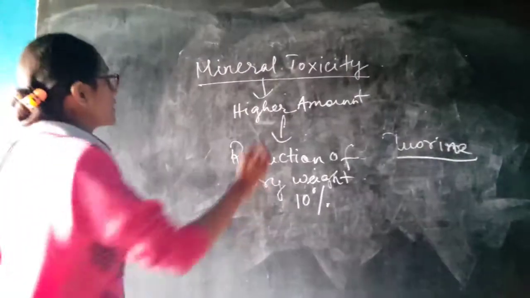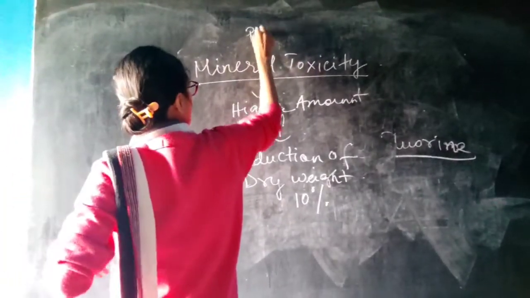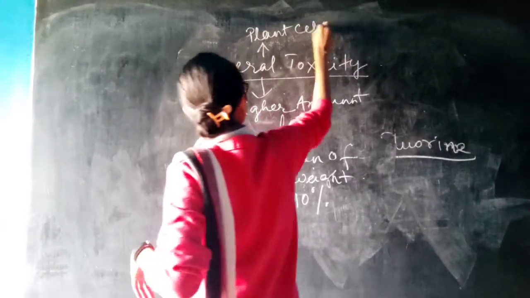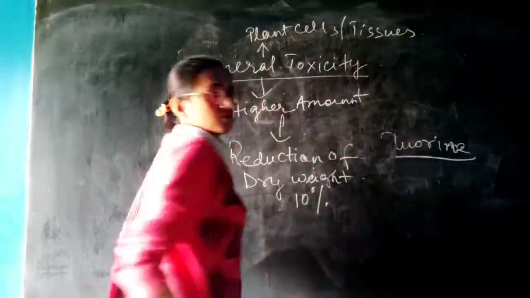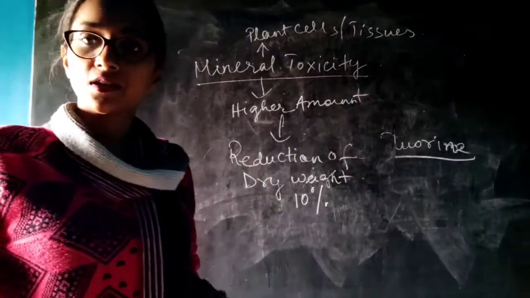Where is it taking place? In the plant cells or tissues. Got it? So this is mineral toxicity.